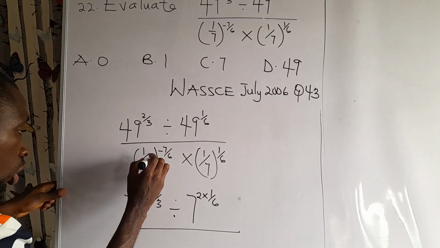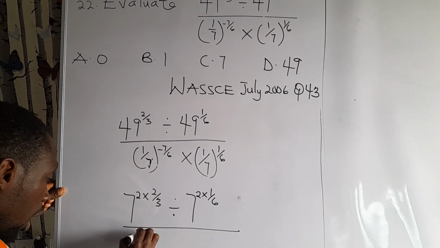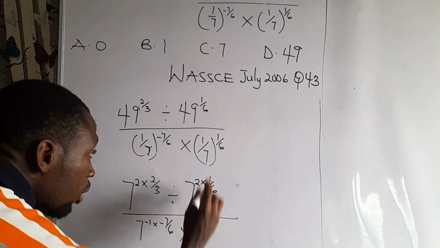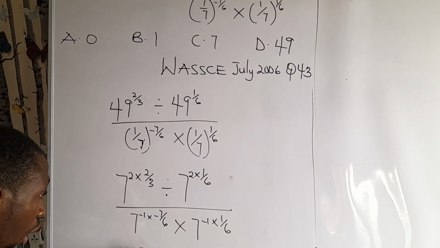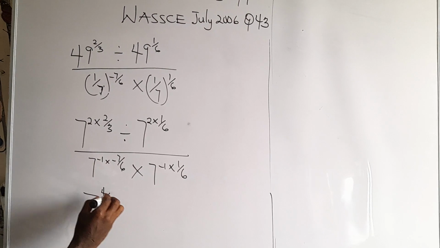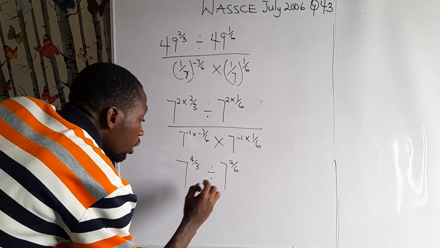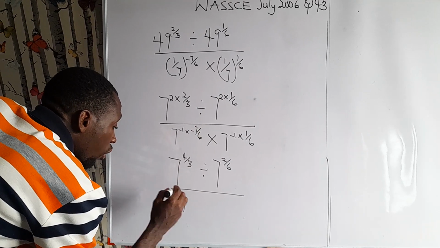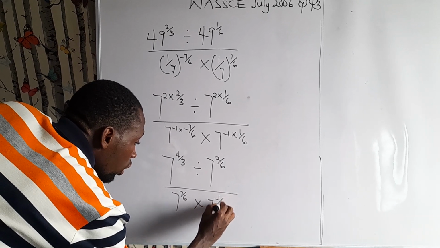I can change this: 1 over 7 is the same as 7 exponent negative 1. So this becomes 7 exponent negative 1 times negative 7 over 6, then times 7 exponent negative 1 times 1 over 6. What do I have? 7 exponent 2 times 2 over 3 will be 4 over 3, divided by 7 exponent 2 over 6, all over 7 exponent 7 over 6 times 7 exponent negative 1 over 6.